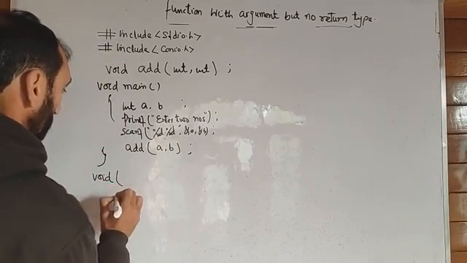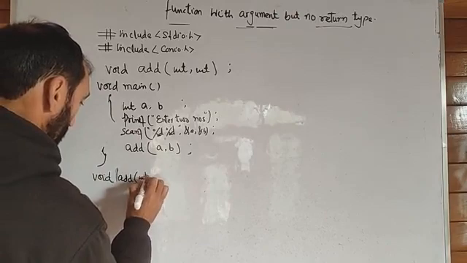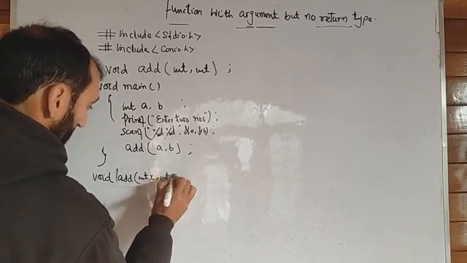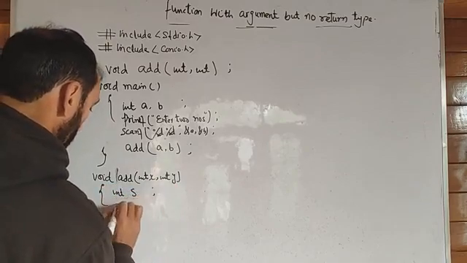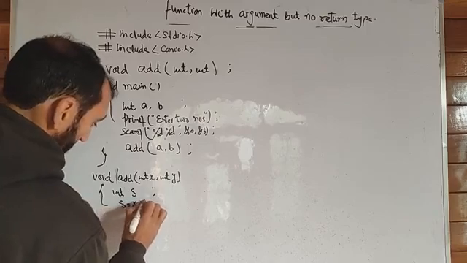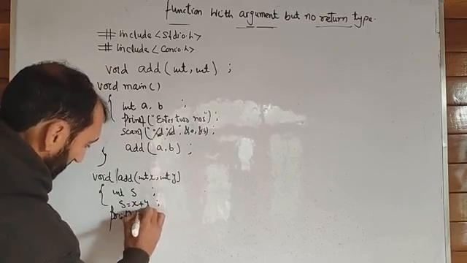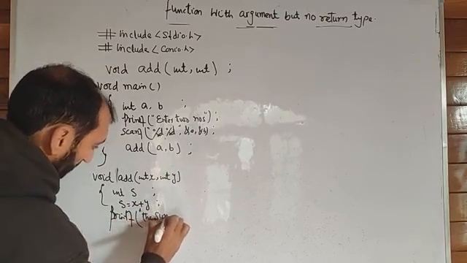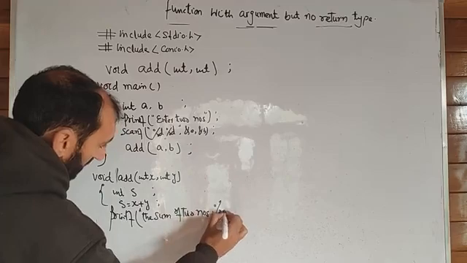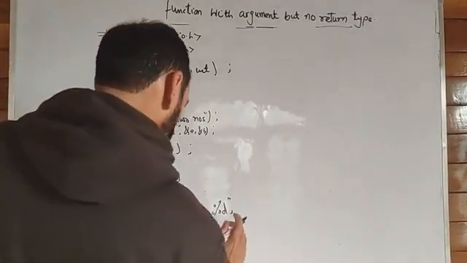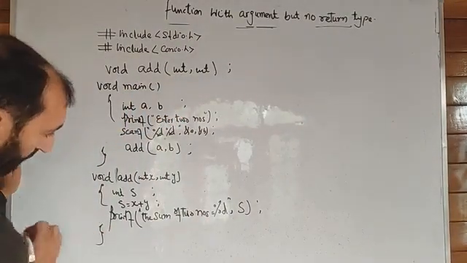void add, int x, int y. int s equal to x plus y. printf sum of two numbers equal to %d.